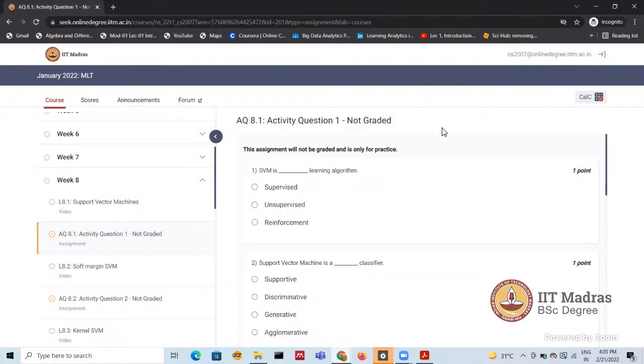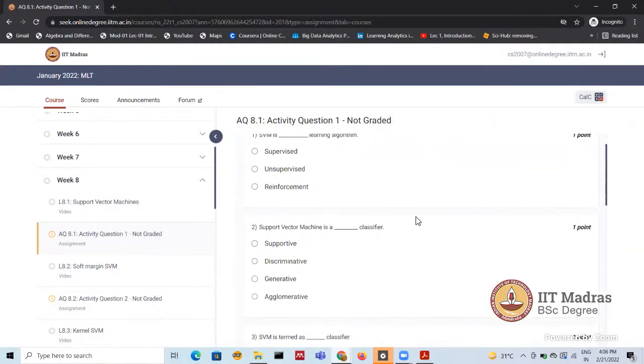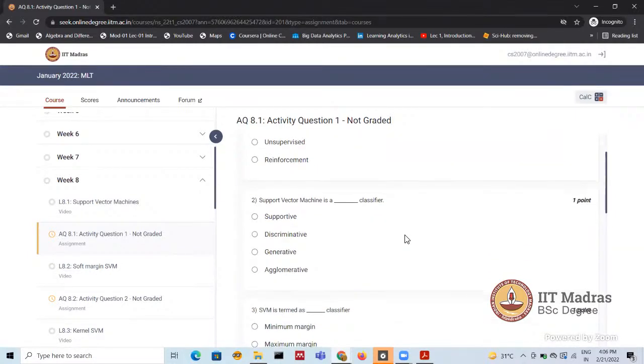Any one of you can say the answer. It's supervised learning. Yes, it's supervised learning. We all know that because we need labels for finding the hyperplane. Then the next question: support vector machine is a dash classifier. Supportive, discriminative, generative, or agglomerative?